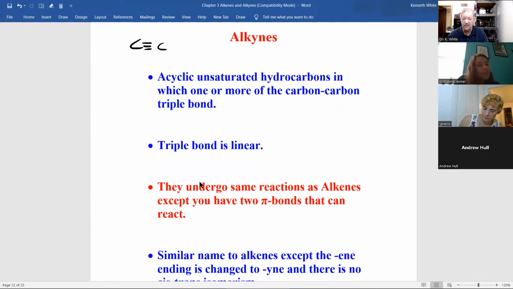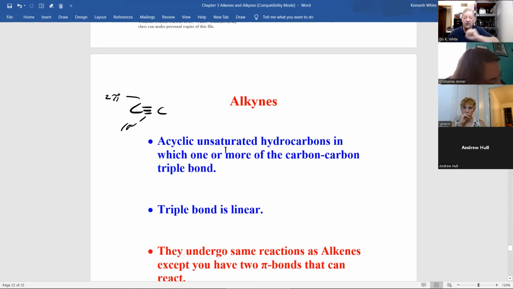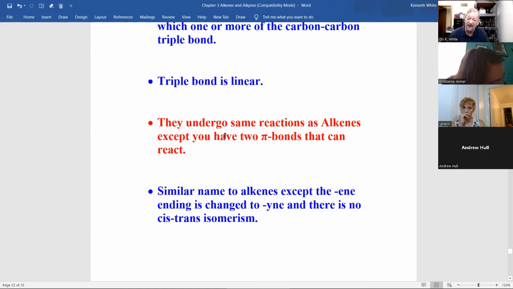3 lines tell you it's a triple bond. And here we have 2 pi bonds and 1 sigma bond. And it's an acyclic saturated hydrocarbon with 1 or more triple bonds. Triple bond is linear. That I'll never ask you on a test. This slide is just more informational, not something that would be on a test. Undergoes the same reactions as alkenes, double bonds, but now you have not 1, but 2 pi bonds to have fun with. And they undergo those same type of reactions.